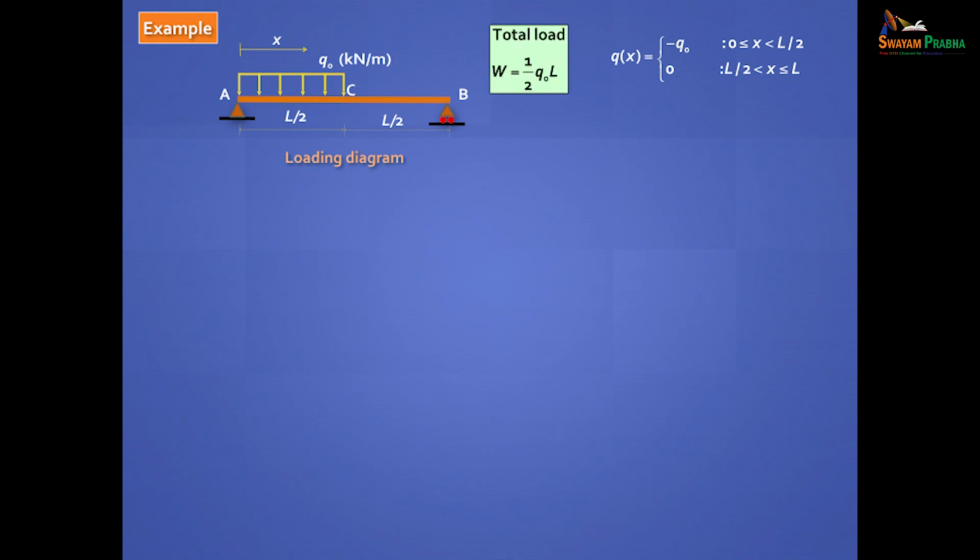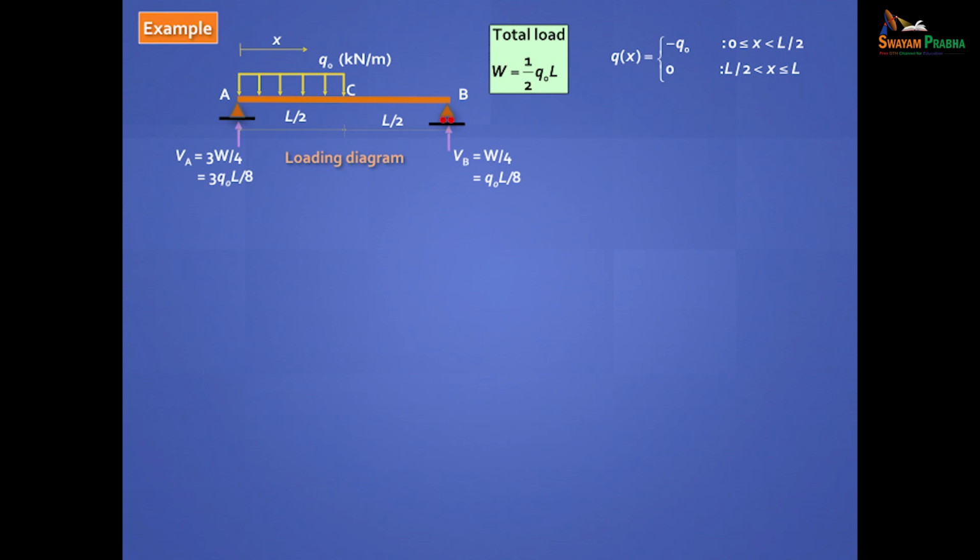So the total load, as a practicing engineer, it's always good to say the total load. How much is the total load? Half q naught into x. And how much will come here? Can you quickly tell me? How much of W will come here? 3/4 of W will come there, and 1/4 will go there. That intuitively you should know. Okay, you can work it out.